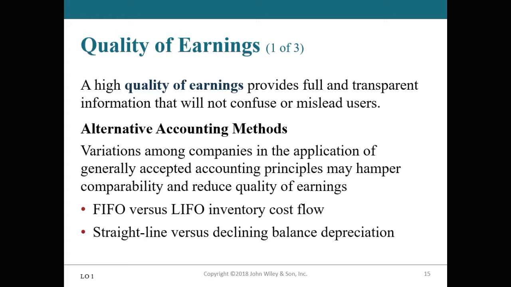Factors that might affect quality of earnings are things such as alternative accounting methods. This is variations among companies in the application of the generally accepted accounting principles, and they can hamper things such as comparability and reduce the quality of earnings. Some examples of that are FIFO versus LIFO inventory cost flows, straight line versus declining balance depreciation.